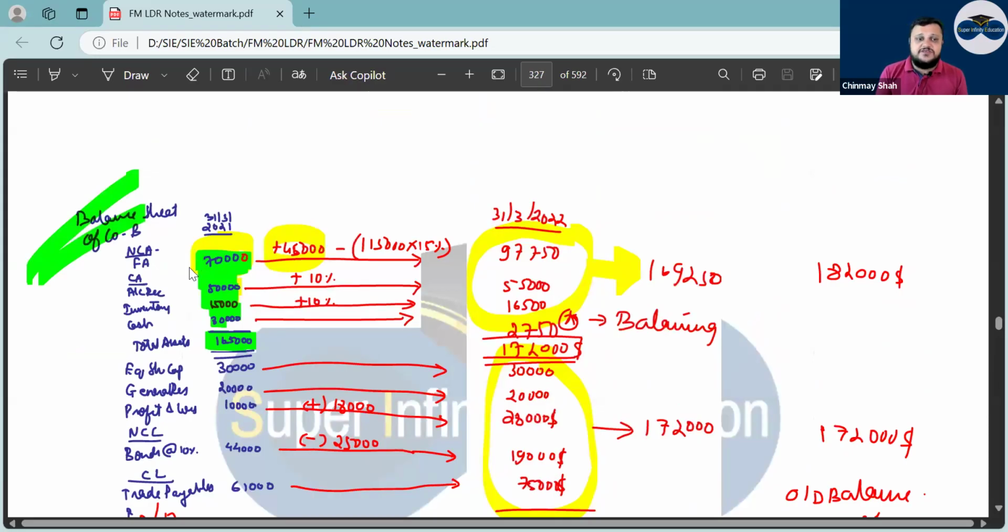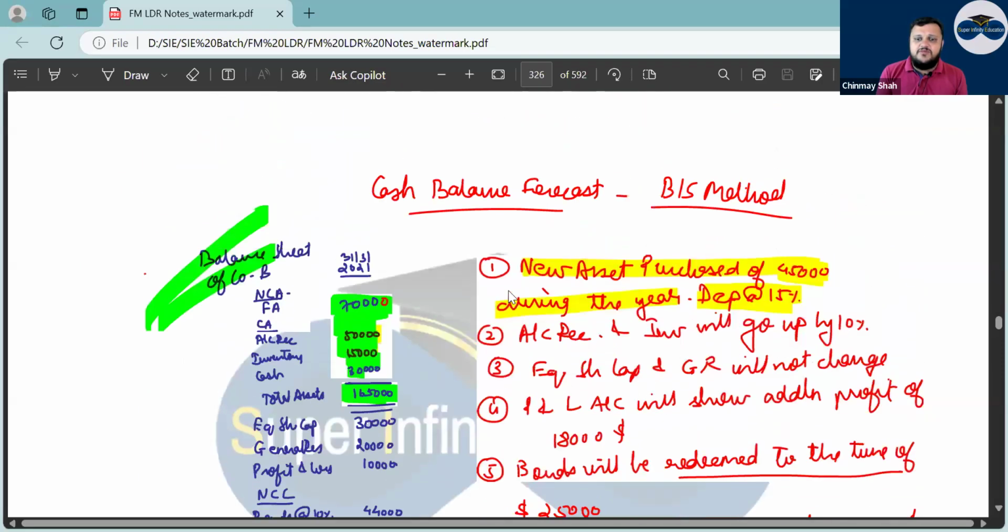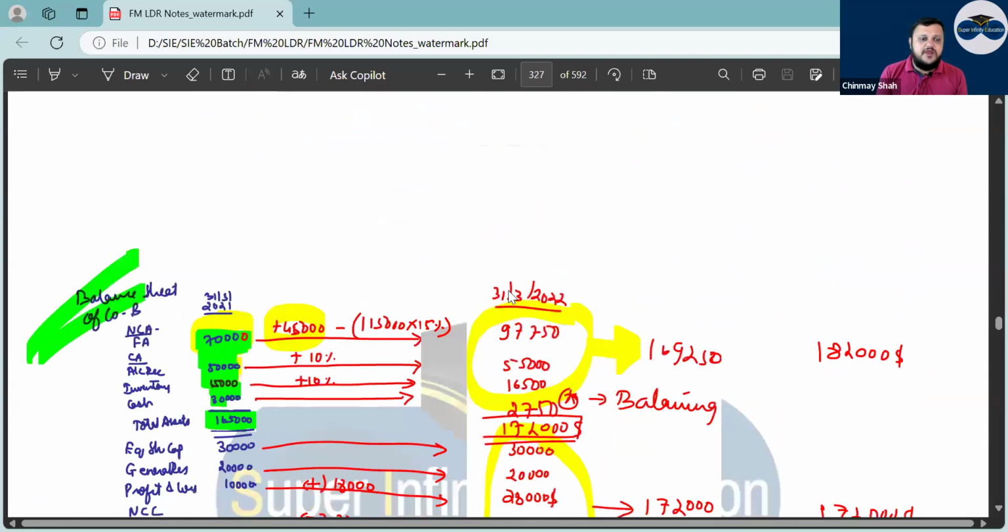In this 75,000, 70,000, you add 45,000, deduct what? On the whole amount, depreciation you will deduct at 15%. So you get 97,750 as your balance sheet amount, correct? So then accounts receivable is selling, it will go up by 10%. Inventory will go up by 10%. So you make them go up by 10%.